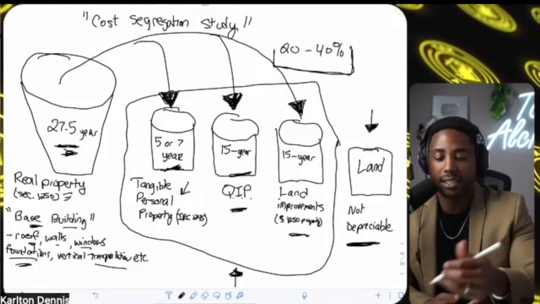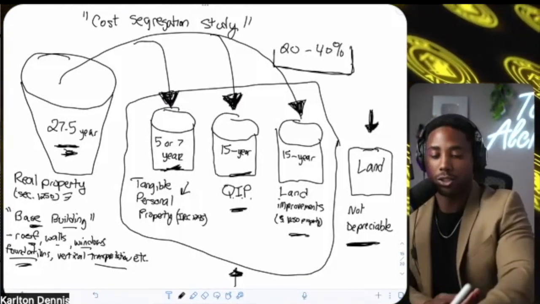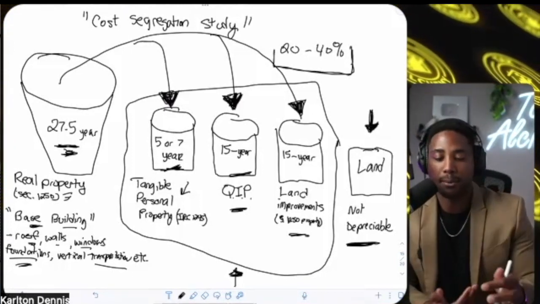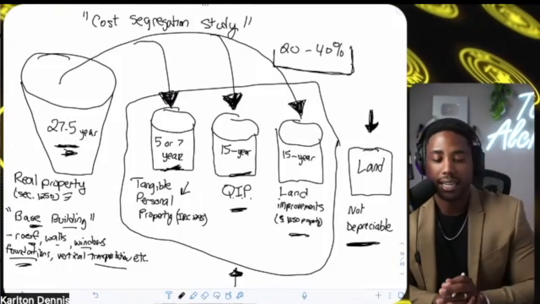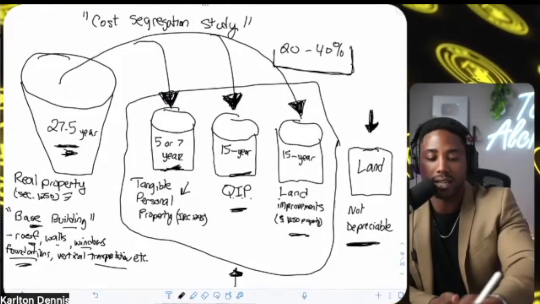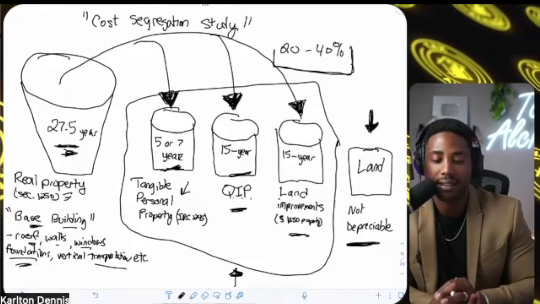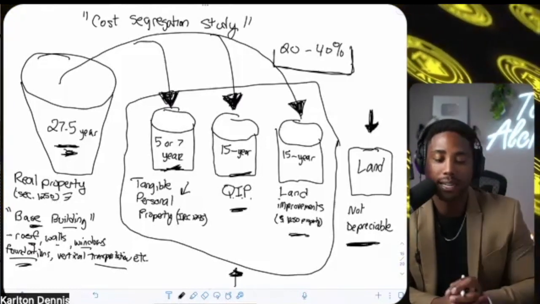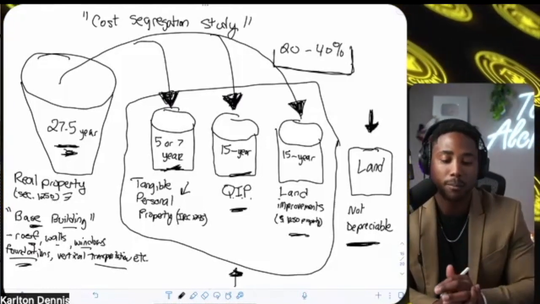And so land is not depreciable. So what we're doing as your tax strategist is we're separating the land from the building, and we're choosing to reallocate it into these various different buckets that you see here, 5, 7, 15-year bucket for qualified improvement property, and then land improvements as well.